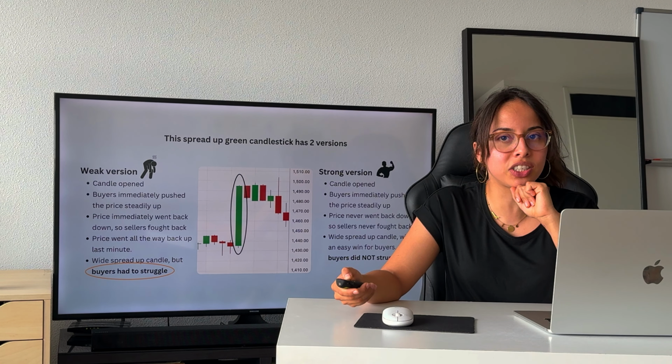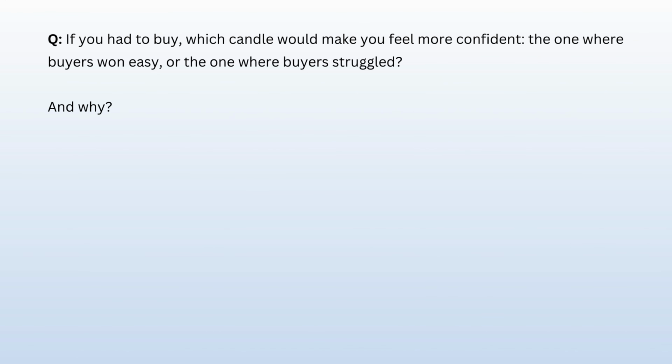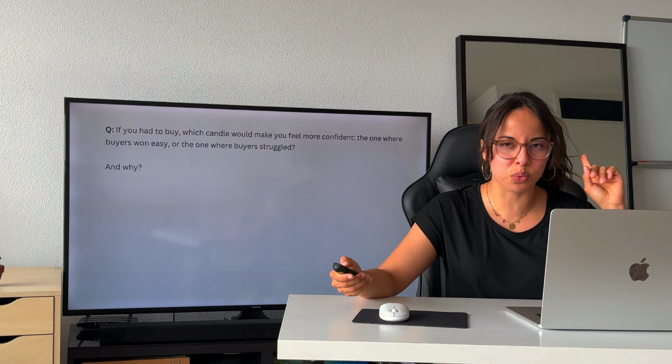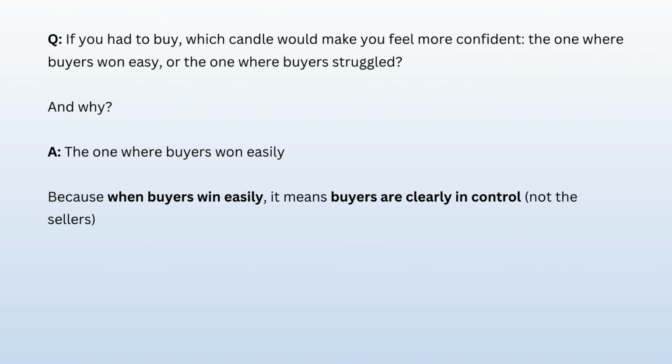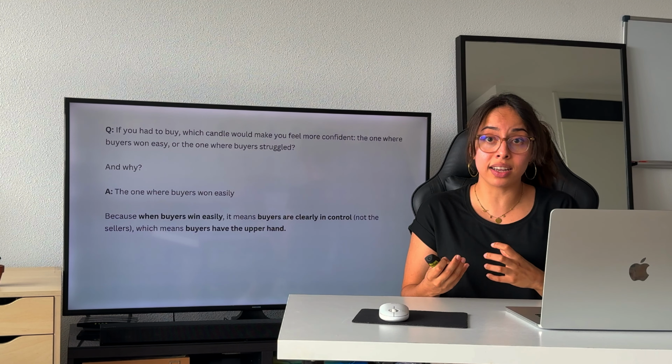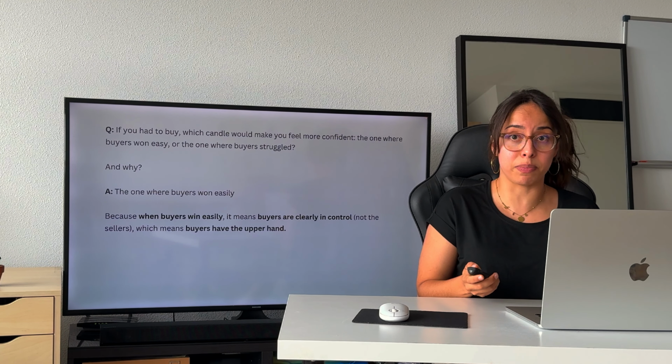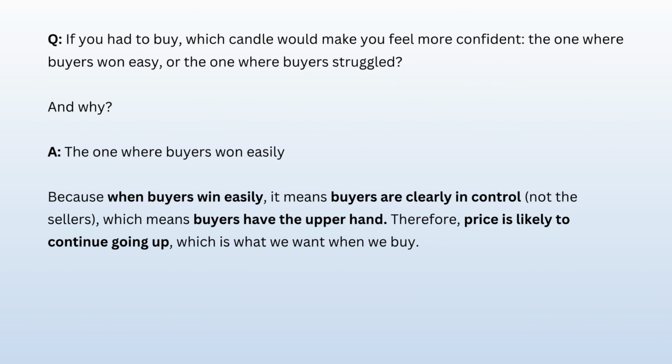Now, let me ask you a question. If you had to buy, which candle would make you feel more confident to do so? The one where buyers won easy, or the one where the buyers struggled? And why? Pause the video, really think about this. Most of us probably answered the one where buyers won easily. Because when buyers are winning easily, it means that the buyers are clearly in control, not the sellers, which means that the buyers have the upper hand. And if they have the upper hand, then most likely the buyers are going to continue having the upper hand. So therefore, the price is likely to continue going up, which is exactly what we want when we buy.